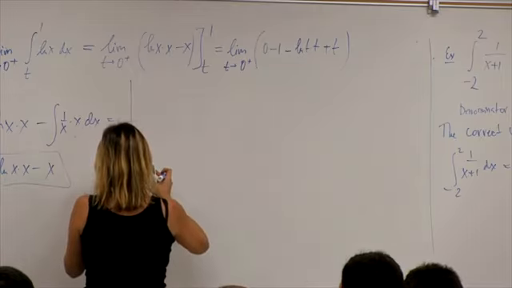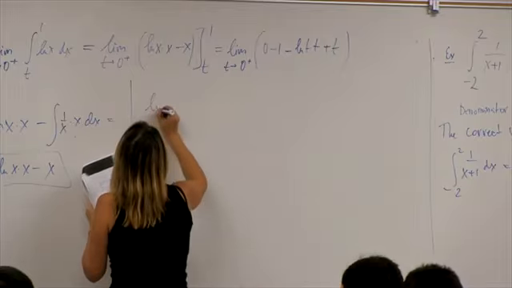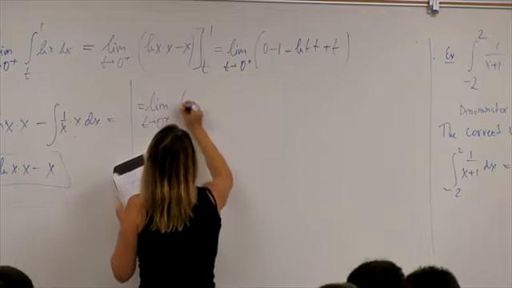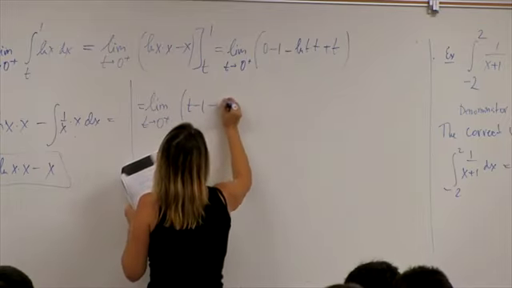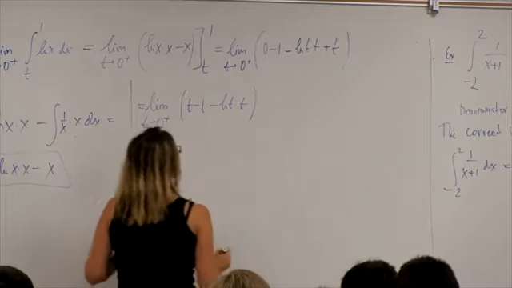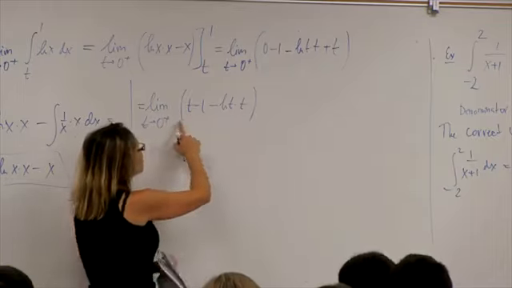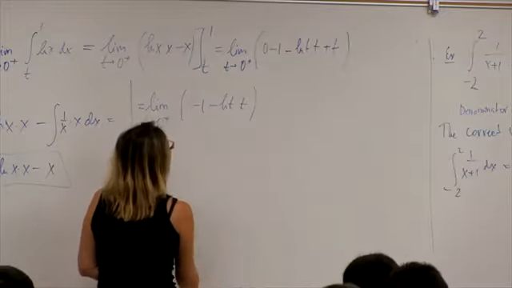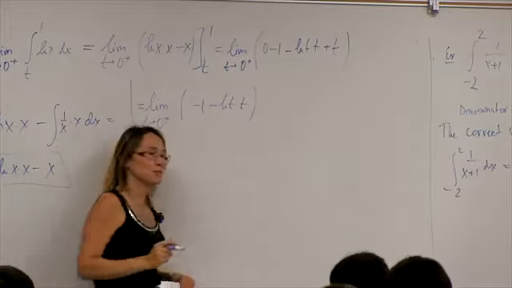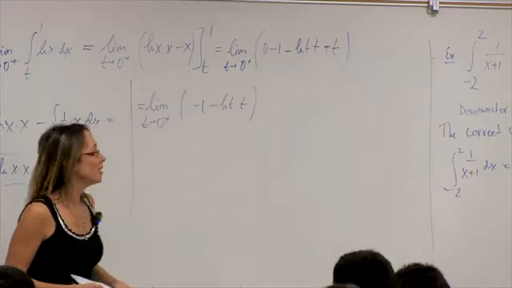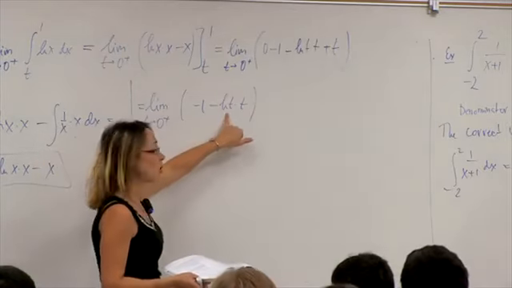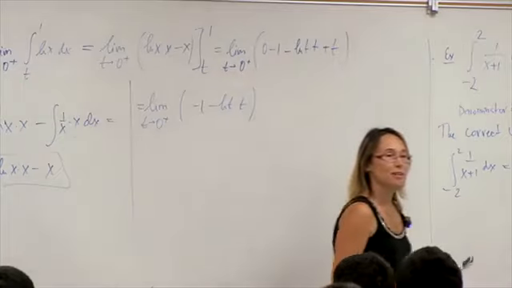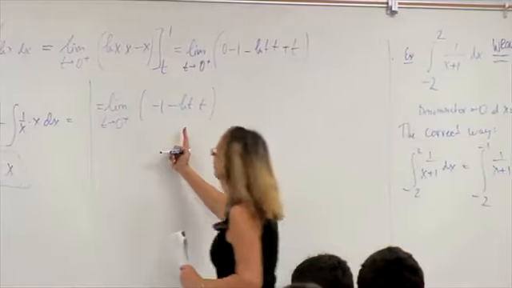So that's correct. Limit as t goes to 0 plus of t minus 1 minus log t times t. I know that when t goes to 0, this is 0, so I don't even have to worry about it. I have minus 1, and I have log t times t. So my Friday's lecture comes in useful here. Because what happens when t goes to 0? Log goes to minus infinity, and t goes to 0. We have a certain tension here. Who wins? This is your indeterminate product.